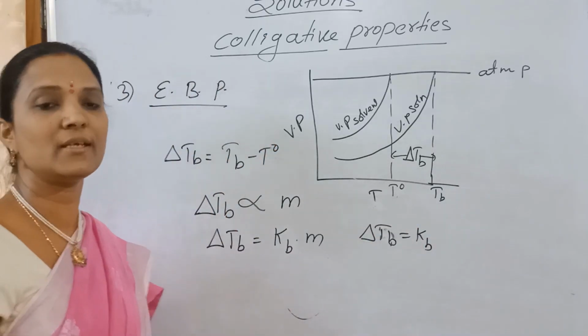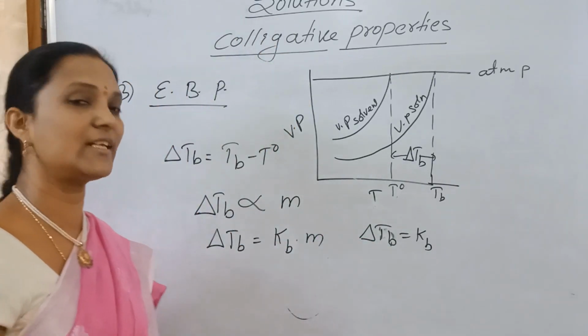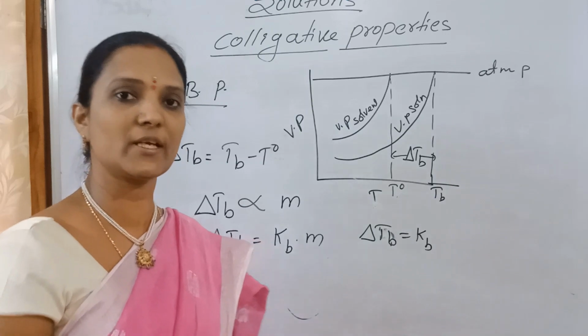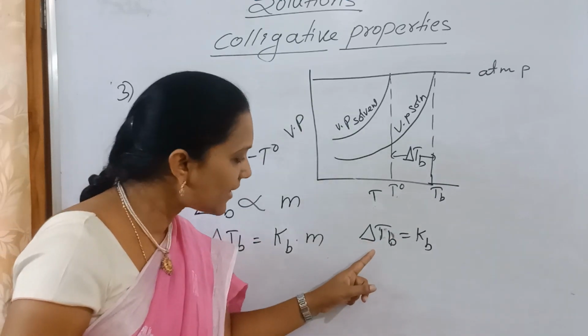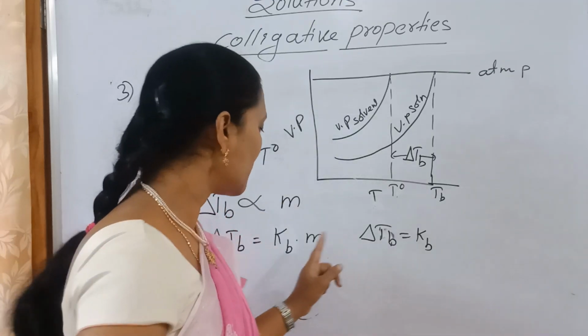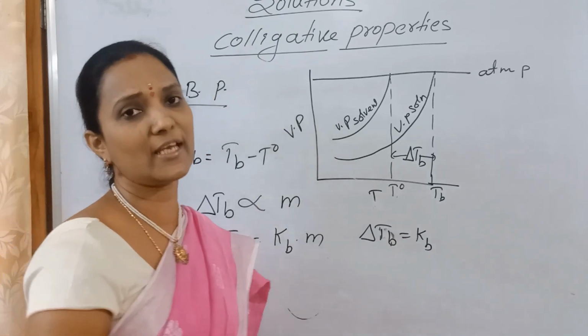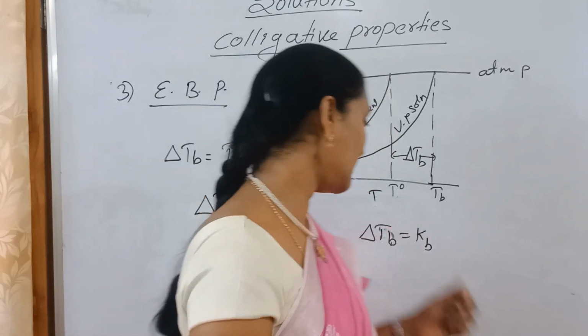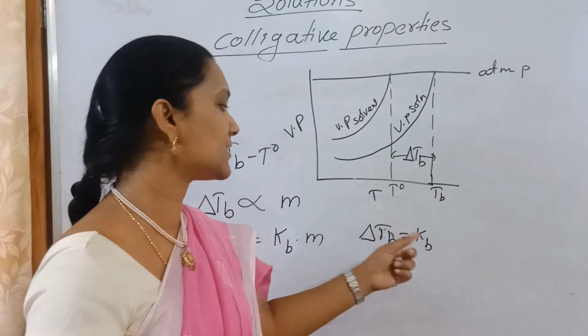So what is this Kb? It is the molal elevation constant, or it is called the ebullioscopic constant. So what is this ebullioscopic constant? The elevation in boiling point of a 1 molal solution. Molality is 1, then elevation in boiling point is equal to Kb. So to define Kb, the answer is: the elevation in boiling point of a 1 molal solution is called Kb.